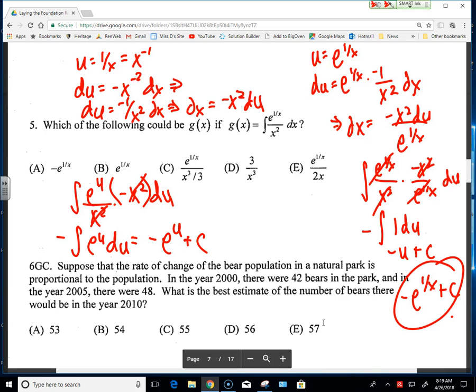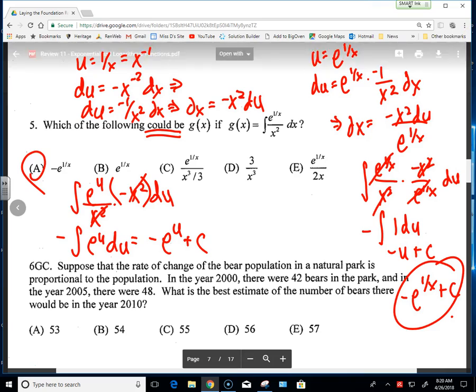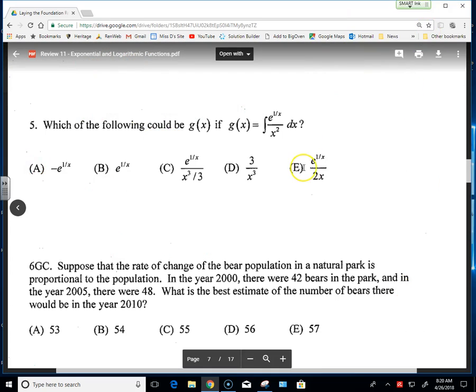Now, hold on. Where's the plus c? Ah, it's gone. They're wrong. Pause. What's the wording? Could be. Could be. So if they did have this form, the only one that I see that has a negative e to the 1 over x is this one, and they just chose the c to be 0. So yeah, could be. Does that make sense? Nice. Okay, moving on.